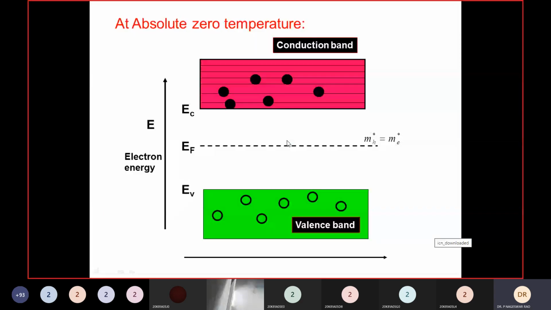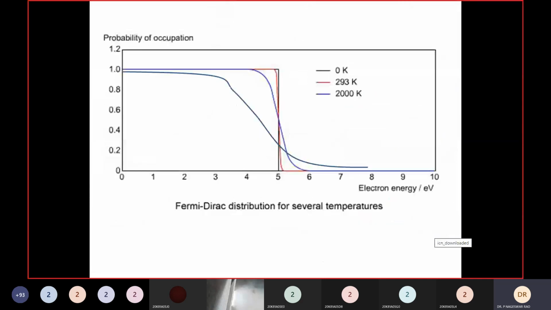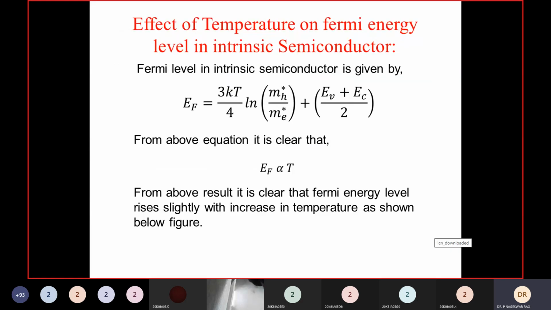Now this is the energy Fermi gap value. This Fermi-Dirac function is also not required for you. Here it will be seen that EF is 3kT by 4 into ln of mh star by me star plus (EV plus EC) by 2. Now here EF is proportional to the temperature.